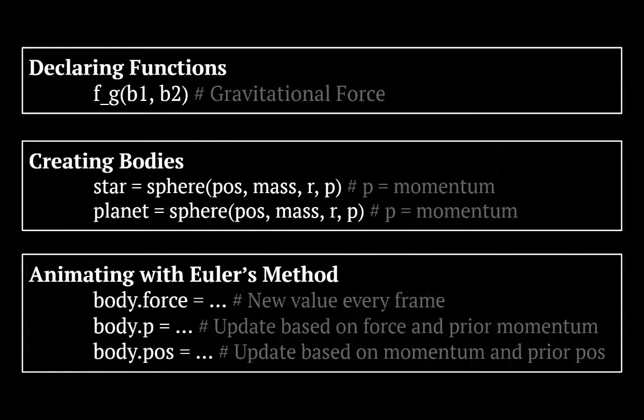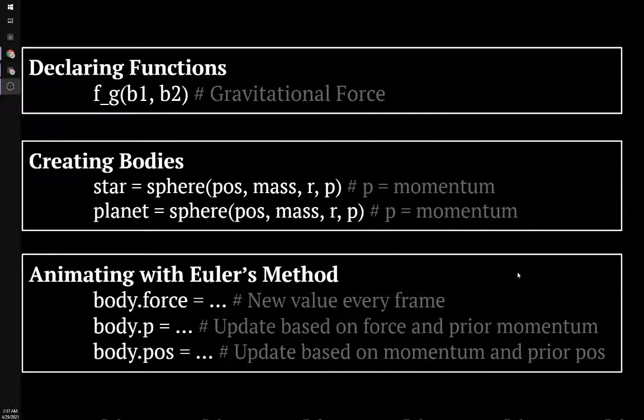When we start animating, we're going to start with just two bodies going around each other, and this is a skeleton for that. At the beginning, we're going to be declaring our functions, which is the same as always: our force of gravity of B1 to B2. It's the same thing as what we learned in last week's lecture.